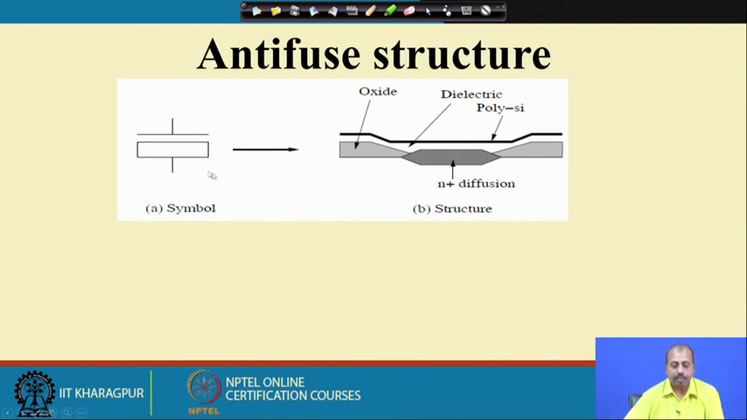So, this is the antifuse structure. Symbolically it is represented like this. Structurally, you have this oxide layer, then an N plus diffusion, and this is another oxide layer, and we have this polysilicon layer. This is the dielectric that we have. If we apply a potential, this dielectric will break and establish a connection between this polysilicon and this N plus diffusion. That is how the connection gets established and we get this antifuse based structure.